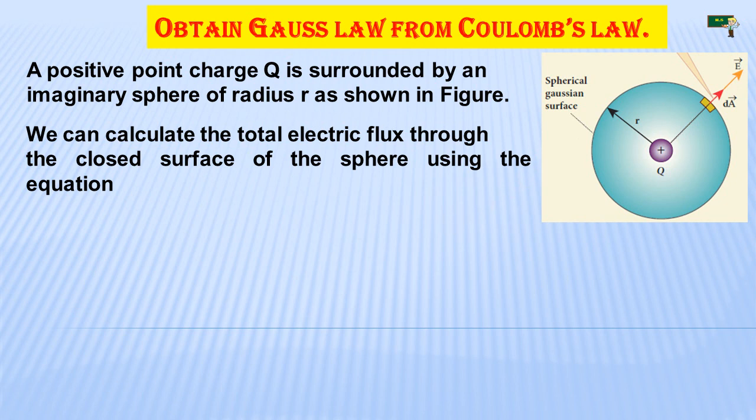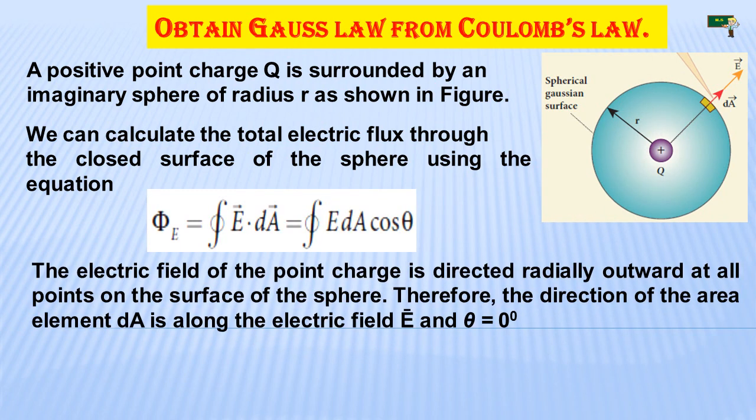A positive point charge Q is surrounded by an imaginary sphere of radius r. This is an imaginary sphere of radius r, which we have to imagine. The electric field we cannot see with our naked eyes; we only have to imagine that the electric field is around a conductor or a charge. We can calculate the total electric flux through the closed surface of the sphere using the equation. We can calculate the electric flux, which is the electric field lines passing through this surface.